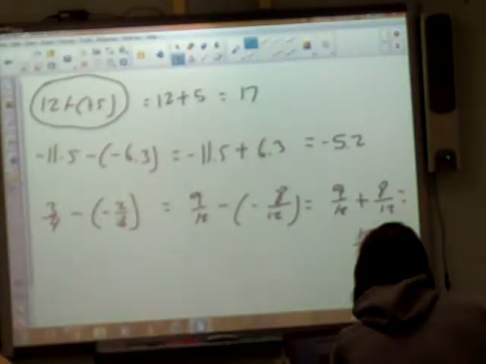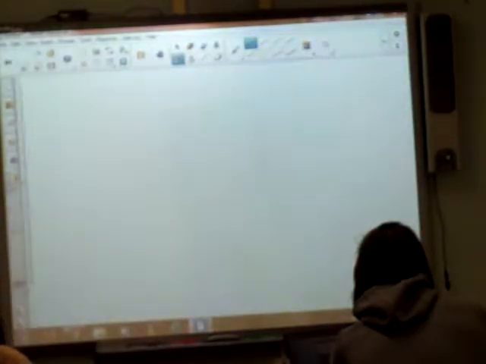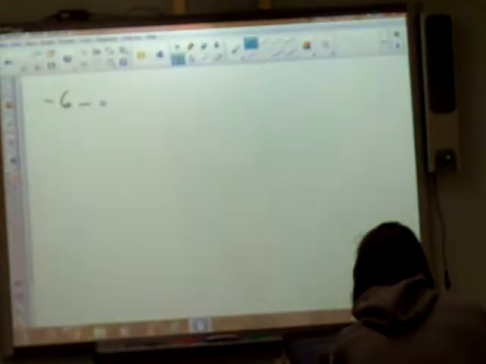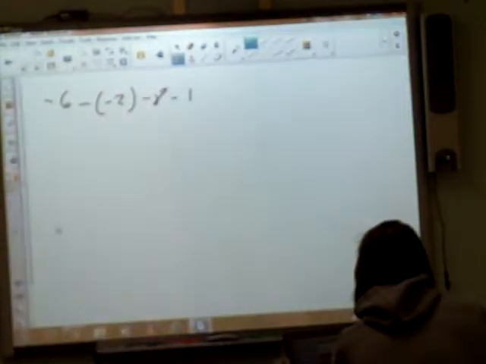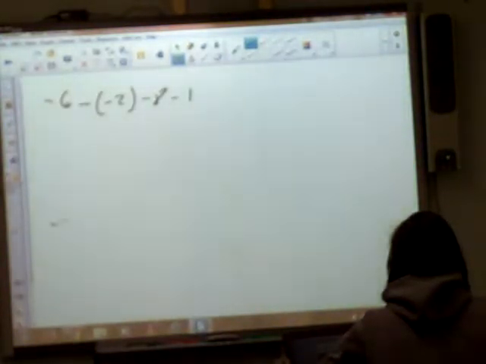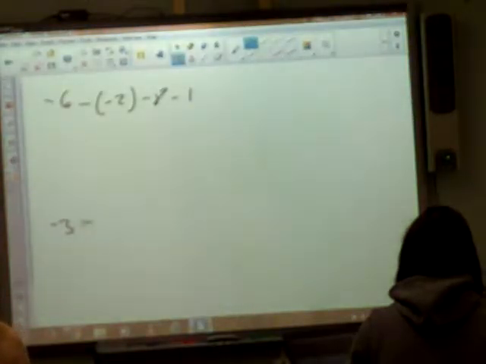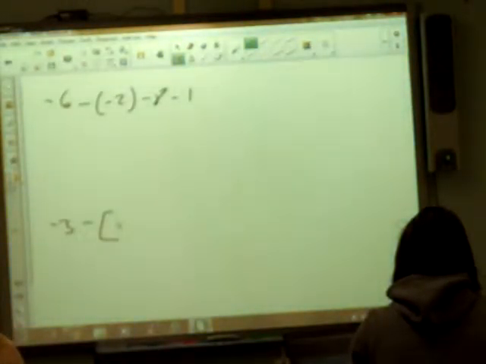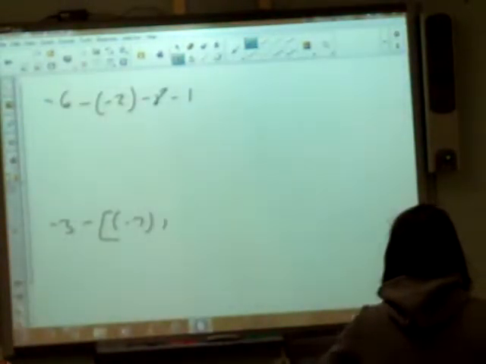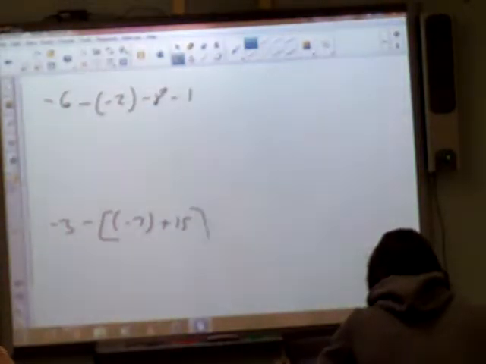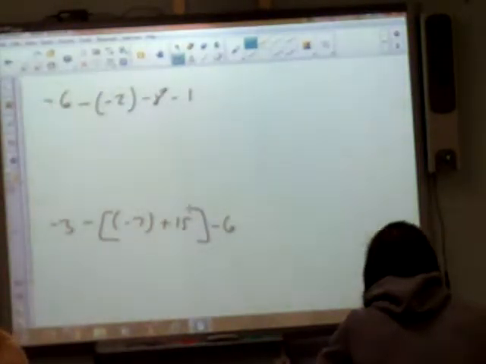Okay, all right, so here we go. Two more problems up here, a little bit bigger. Number 1: negative 6 minus negative 2 minus 8, just like the bell work, minus 1. And then number 2 down here, I'm going to do negative 3 minus a grouping symbol, bracket, parentheses. I know it's getting complicated.